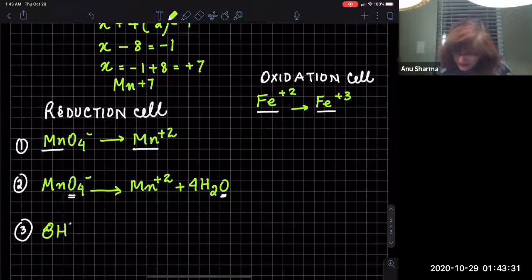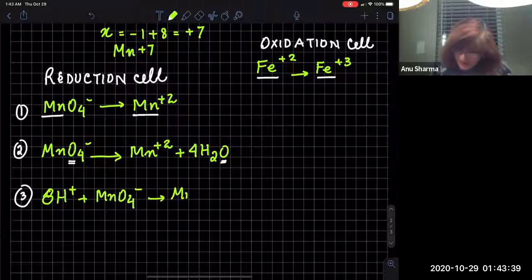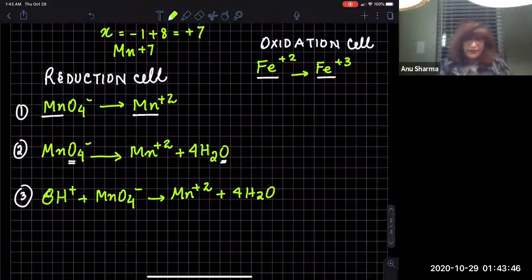So 8 hydrogen ions plus MnO4 1 negative is giving you Mn 2 plus plus 4H2O. All right. So far we have balanced the hydrogens, 8 on both the sides. Okay, we balanced the oxygen, which is 4 on both the sides. Okay, next you're going to balance with respect to the charges.